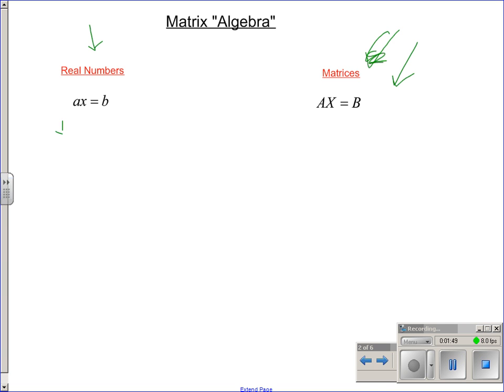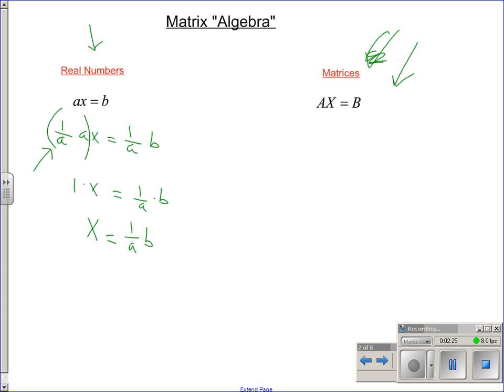That means we're going to multiply by the reciprocal. So 1 over A times AX equals, you have to multiply the other side by 1 over A also. If we group these together, 1 over A times A is just 1, times X. I'm going to leave 1 over A times B separate. But 1 times X is just X. So we have solved for X without using division. This 1 over A that we used here is the reciprocal. We don't really have reciprocals for matrices.